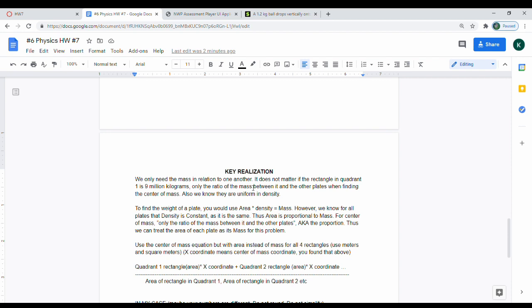And we know all the plates are uniform in density. So usually to find the mass of a plate, you use the area times the density. But we know the density is the same, so it's a constant, and it can be ignored. So then if density can be ignored, area is proportional to mass. And as I said, for the center of mass, only the ratio of mass between it and the other plates matters, or only the proportion. So only the proportion matters, which means because area and mass are proportional, we can use them interchangeably.